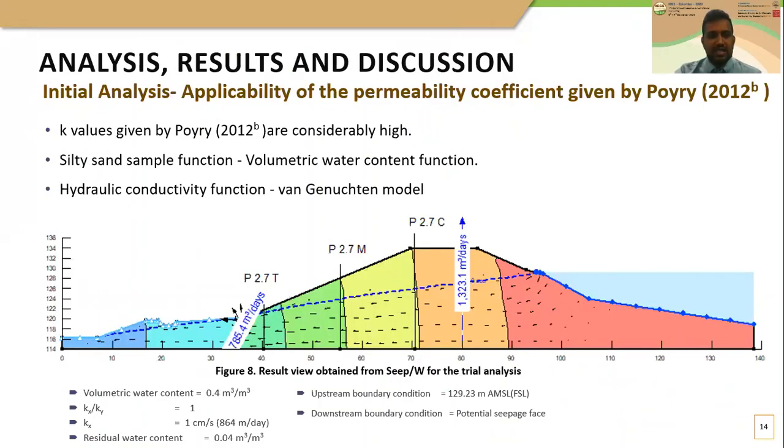In the initial analysis, I evaluated the applicability of the permeability coefficient given by the POIRI. Kx was assigned as 1 centimeter per second, and the reservoir at full supply level was analyzed. By this analysis, a high value of flux into the toe drain resulted, about 785 cubic meters per day. Hence, some laboratory falling head permeability tests were done for the samples collected from the Kalawewa Dam.